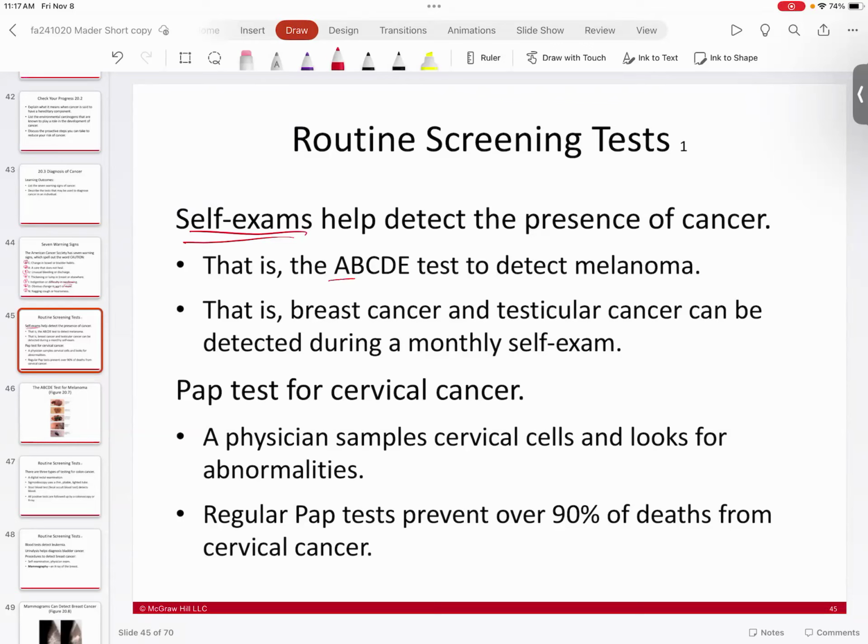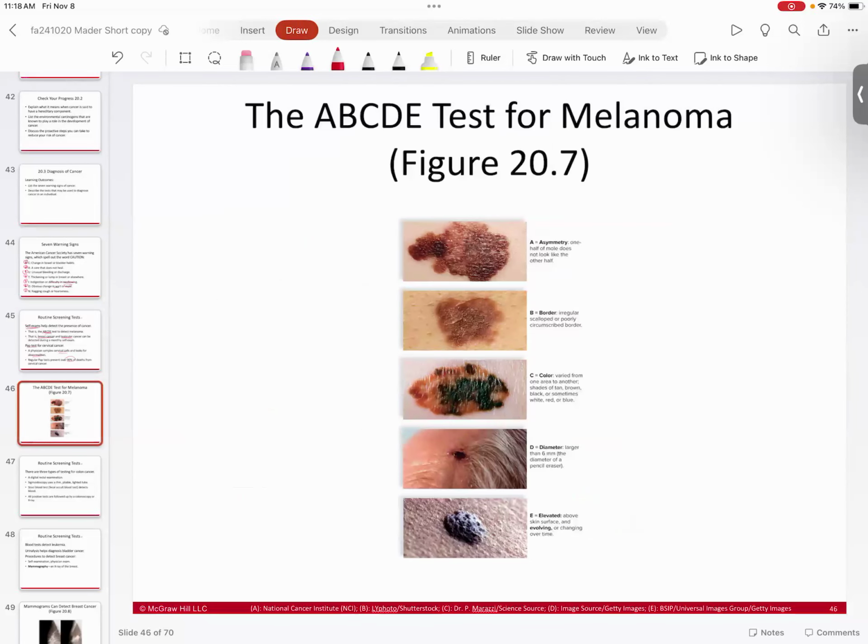For instance, the ABCDE test to detect melanoma, the self-palpation for breast cancer, and testicular cancer to make sure there's no lumps in there. The Pap test for cervical cancer, basically this is where you look at cervical cells for abnormalities like we started the chapter off with. A good Pap smear is very effective in preventing cervical cancer, and about 90% are avoided because of that.